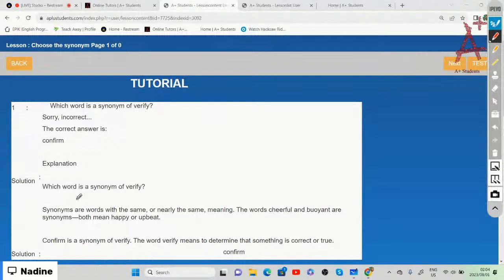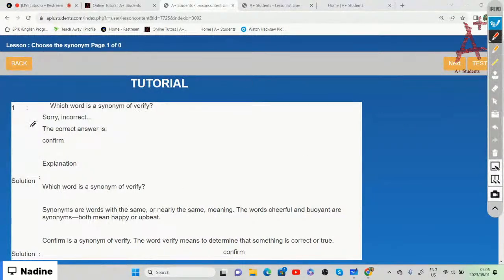They are synonyms because the meaning of these two words is happy and upbeat. So cheerful as well as buoyant, they are synonyms because both of these words mean happy or upbeat. And synonyms are words with the same or nearly the same meaning.